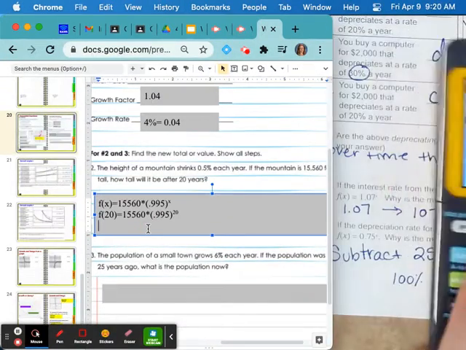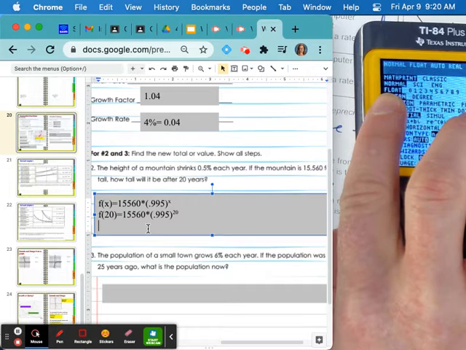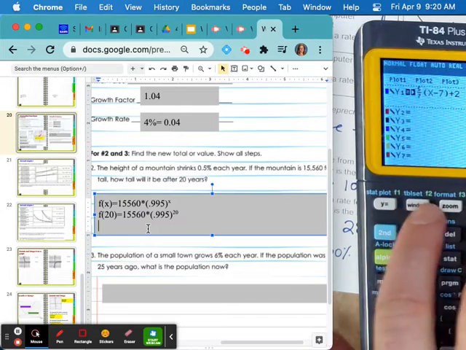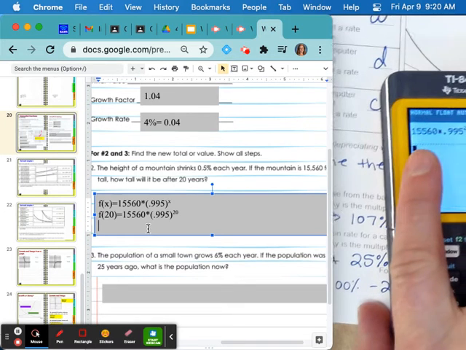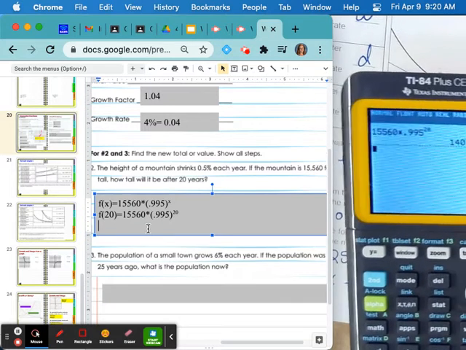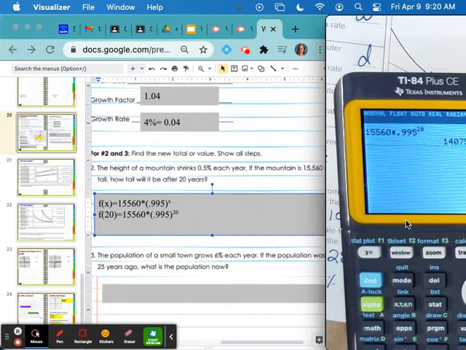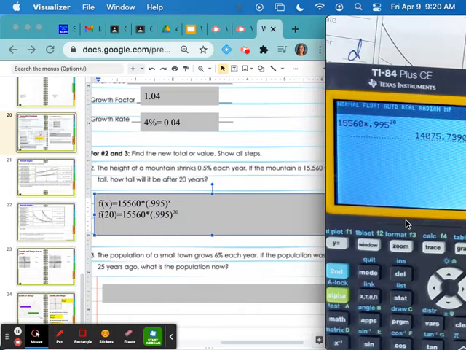Okay, so if you have that, you need to change your mode to normal. Is yours on normal? Did you put in the right number? Yes. Oh, yeah, that's what I did. Okay, thank you. Yeah, you need that 0.995. Okay, is mine right now? That's right, though. Yeah. Okay, now I got it.